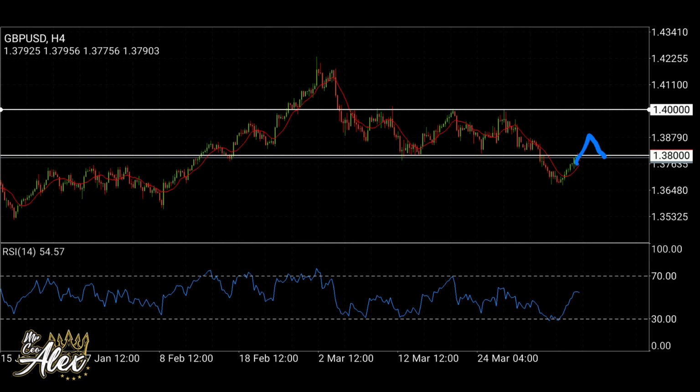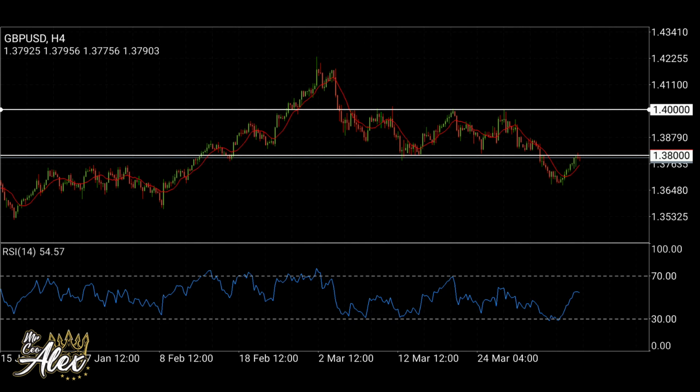Once it breaks above and then confirms it as support and we have a close on the 4-hour time frame above 1.38, then we will be able to enter a buy, put a stop loss below, and then buy to 140. However, if price fails to break above 1.38, then unfortunately we would have to look for short-term sells to the next support area around 135. So that's just the breakdown of the GBPUSD, guys.